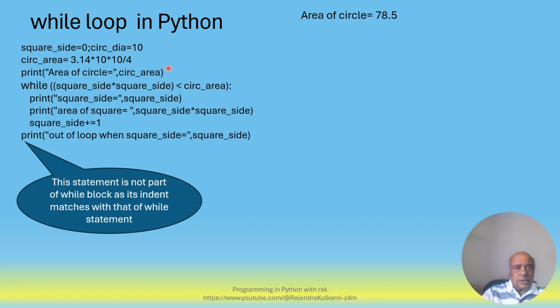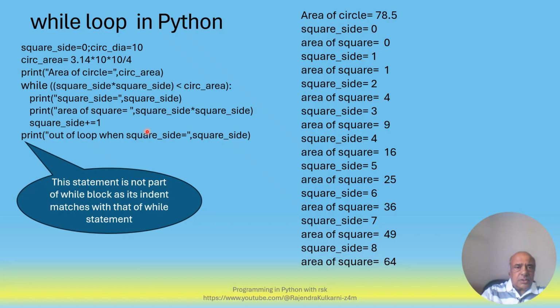This print statement displays the area of the circle, which is 78.5. Now what we are doing here is, while the area of a square is less than the area of a circle, we are outputting the side of the square and the area of the square. When the loop terminates, we get some different value. So this is the output.